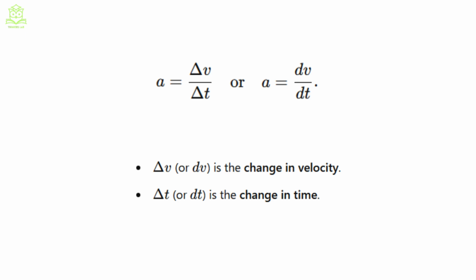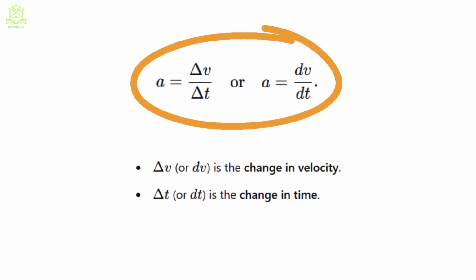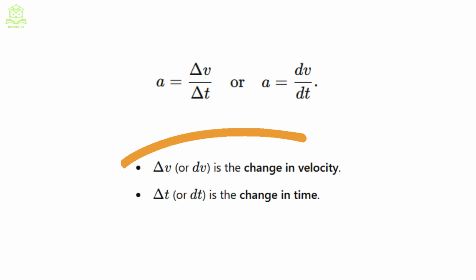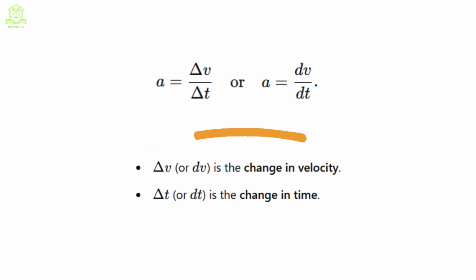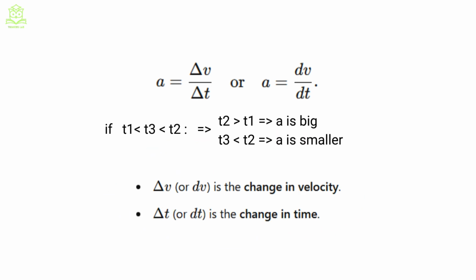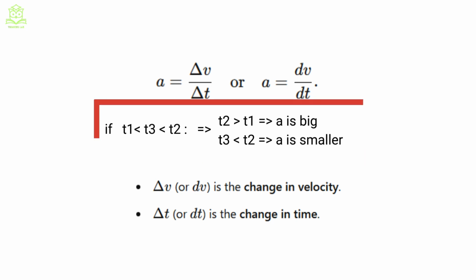How fast the speed, or velocity, changes over time. Mathematically, we often write it like this: a equals delta v divided by delta t, or a equals dv divided by dt. Delta v, or dv, is the change in velocity. Delta t, or dt, is the change in time. In plain words, if you start off slow and become fast in a short time, your acceleration is big. If you take a long time to pick up speed, your acceleration is smaller.